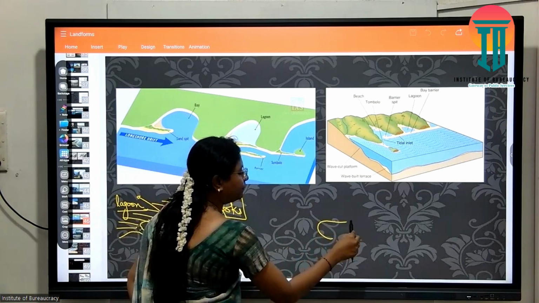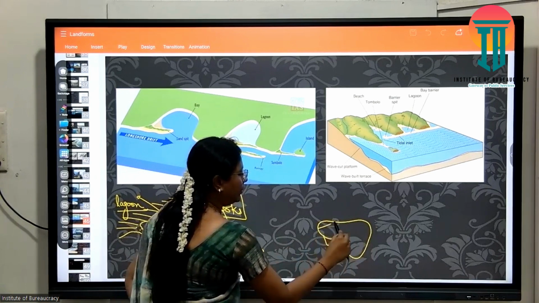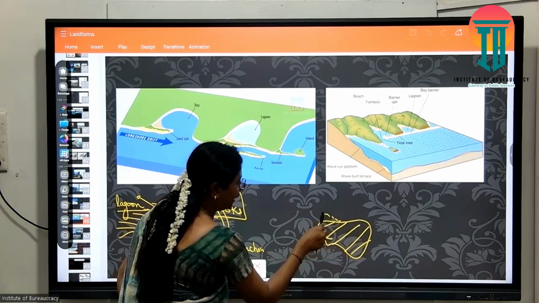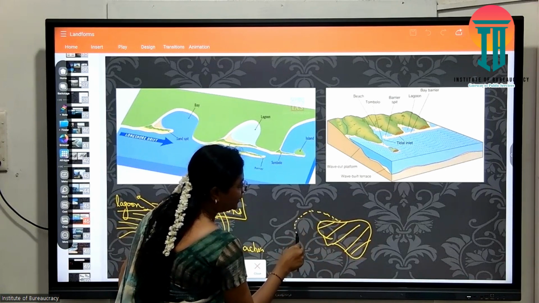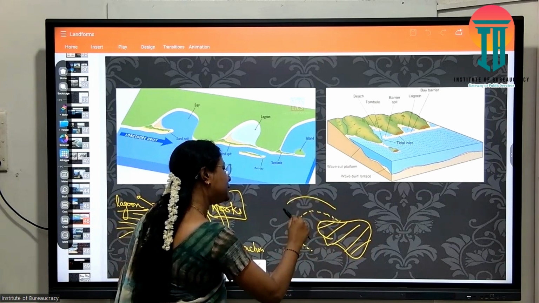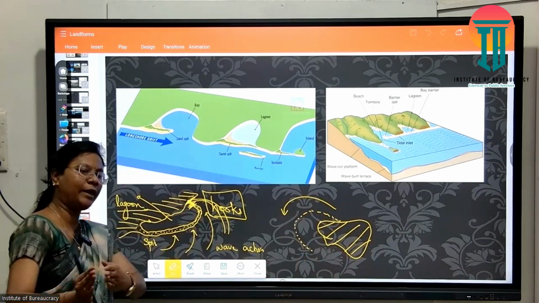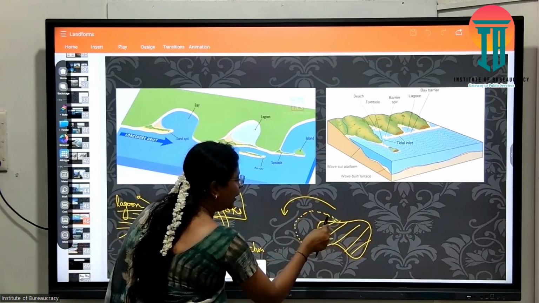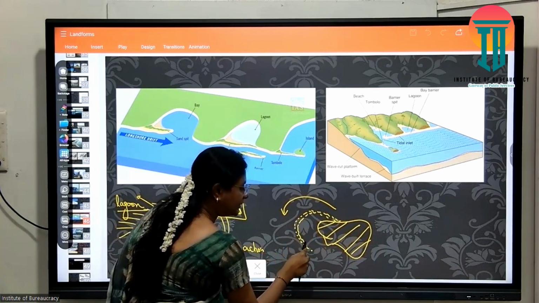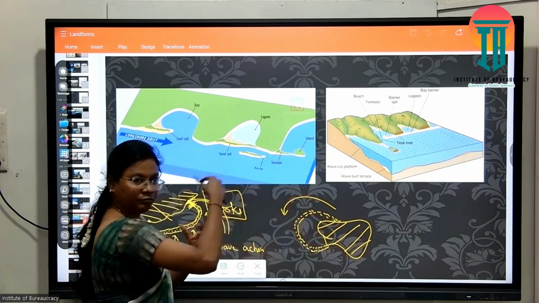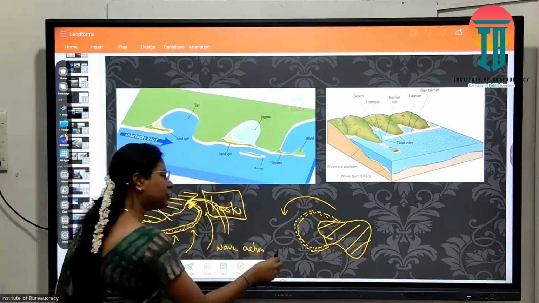If this is my island, a bigger island, and there is a growth of my spit happening along this margin, and it is making a curvature. Why are these spits curving down? Because of wave action. What happens to all the deposits because of wave action? A curved nature forms. It curves and meets the same island, making a complete loop. This is known as loop.